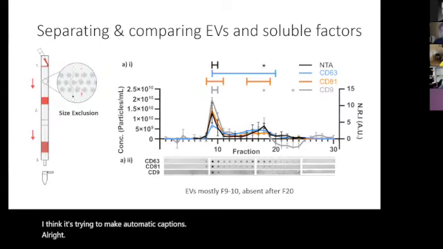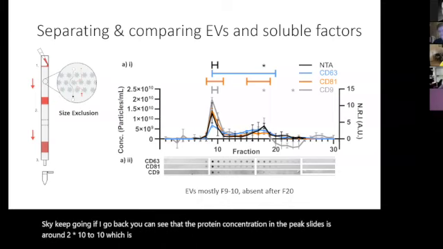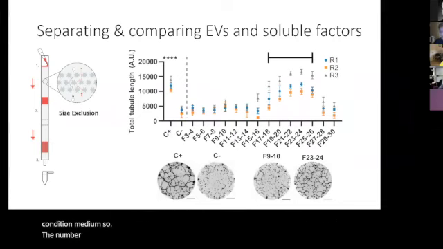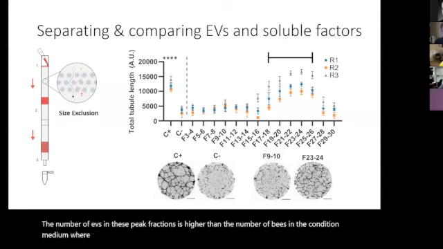If I go back, you can see that the particle concentration in the peak fractions is around 2 × 10⁻⁻⁻, which is considerably higher than the particle concentration in the original conditioned medium. So the number of EVs in these peak fractions is higher than the number of EVs in the conditioned medium, where the bioactivity was originally seen.